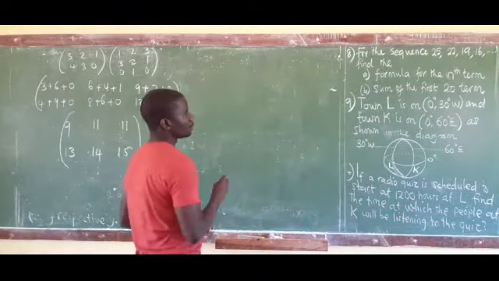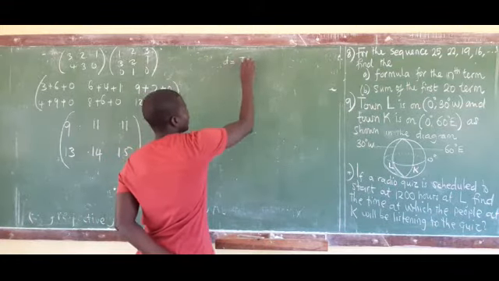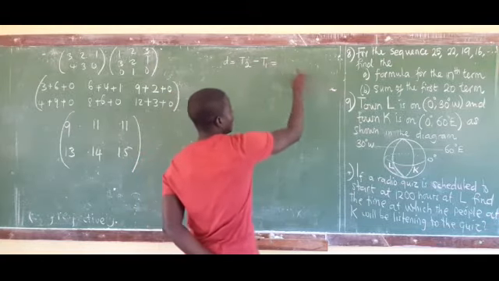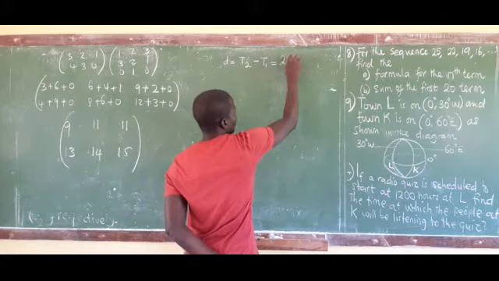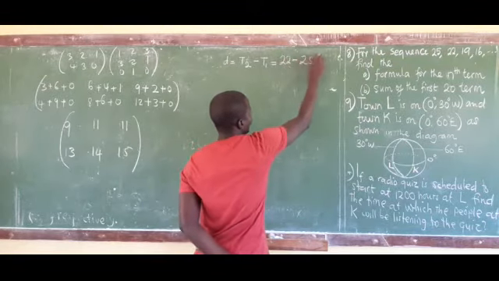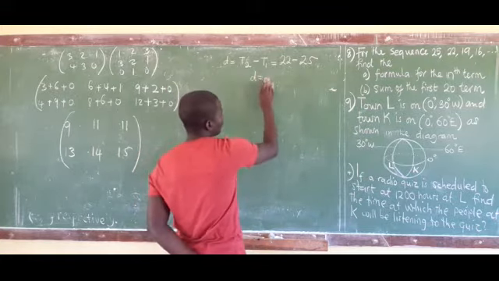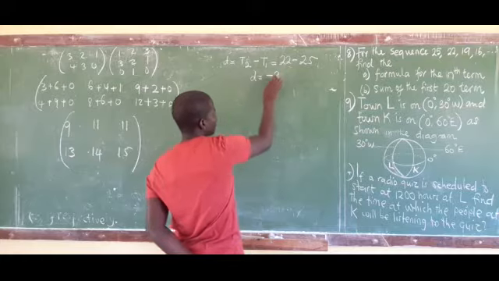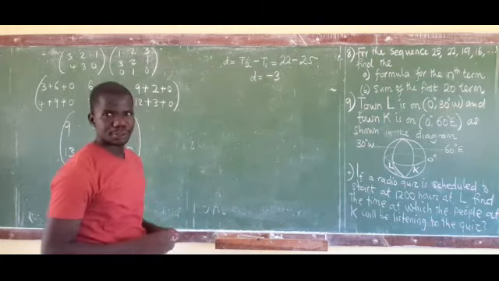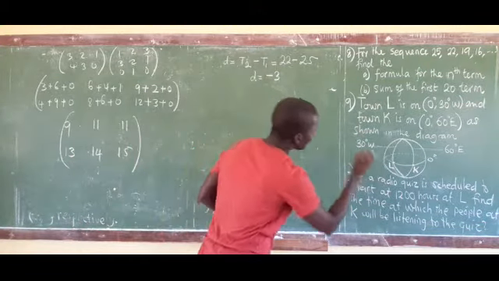Common difference is second term minus first term. Our second term is 22 minus the first term, which is 25. So our common difference is going to be equal to negative 3. That is our common difference. Are we together? Negative 3. So then we proceed and find the formula for the nth term.